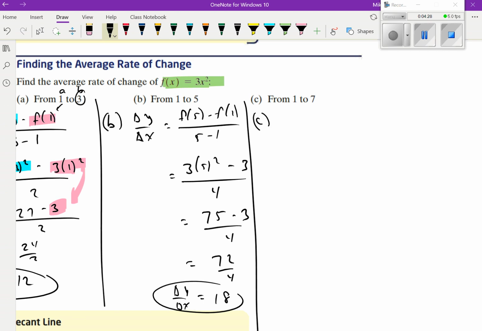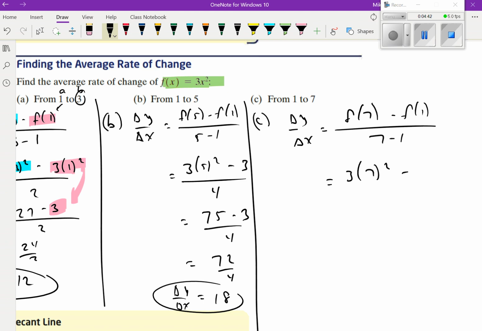So letter C here, we've got change in y over change in x. So f of 7 minus f of 1 is the change in y's, 7 minus 1 the change in x's. So we would have 3 times 7 squared minus, we already know f of 1 is 3, in this case, now over 6.